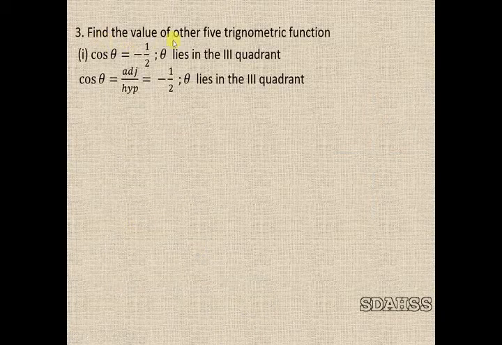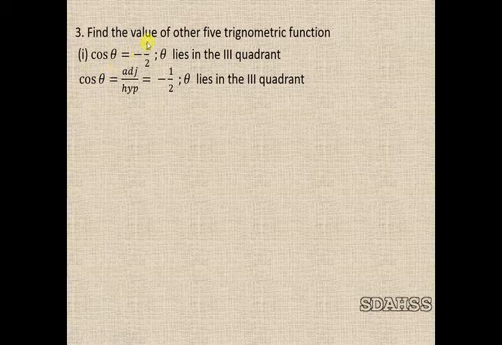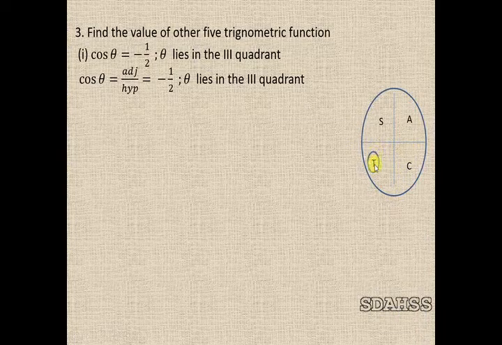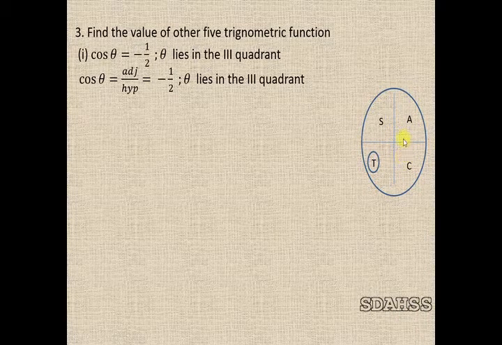Third sum: find the value of the other 5 trigonometric functions. Subdivision 1, cos theta is equal to minus 1 by 2. Theta lies in the first quadrant. Now this is the first quadrant, second quadrant, third quadrant and fourth quadrant.